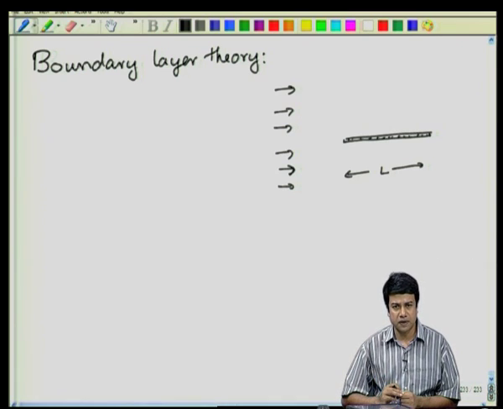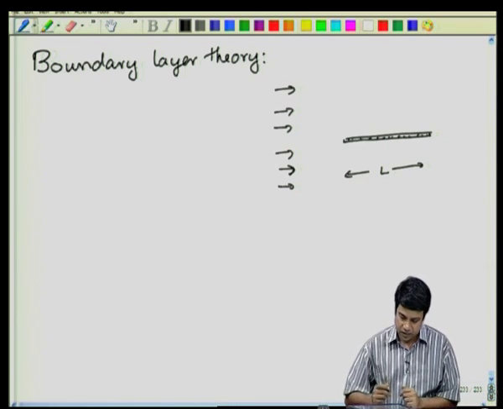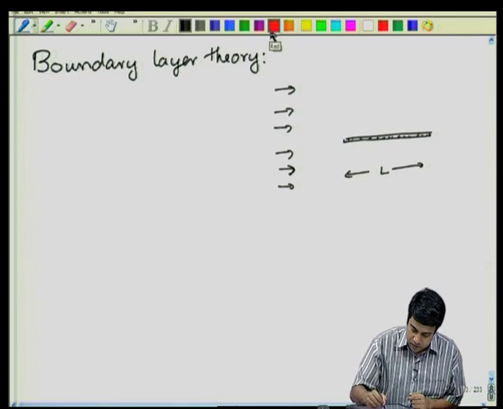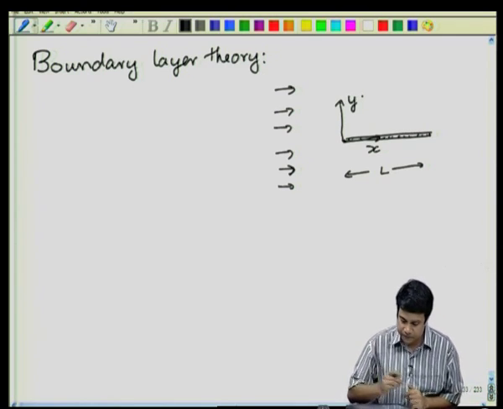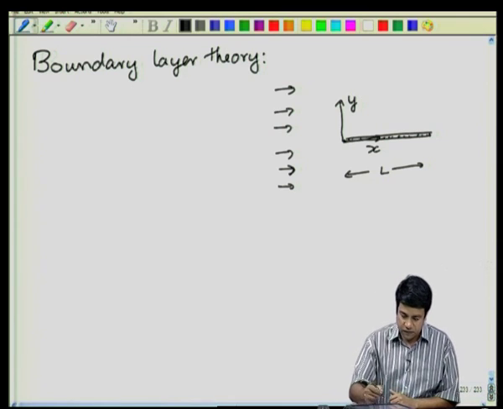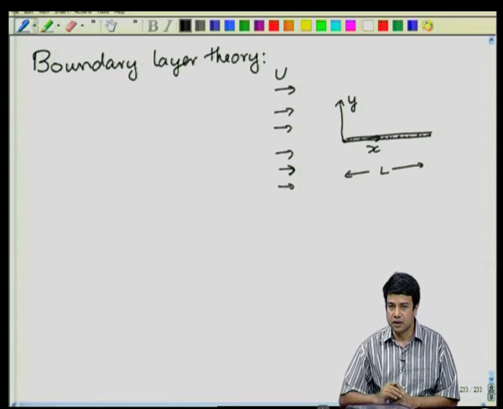This is a symmetric configuration, so we can, without loss of generality, just analyze the flow above the plate. Two-dimensional system, I assume that the plate is of infinite extent in the direction perpendicular to the board. So, we use a two-dimensional coordinate system. The streamwise direction is x, the cross stream direction is y. And the free stream, the velocity, is coming in with a velocity capital U. That means that far from the plate, the velocity is equal to capital U.